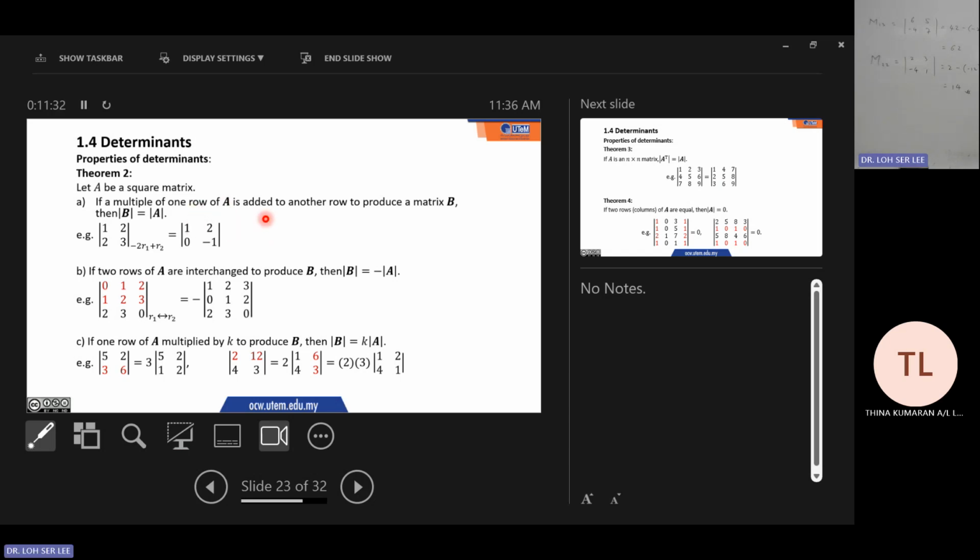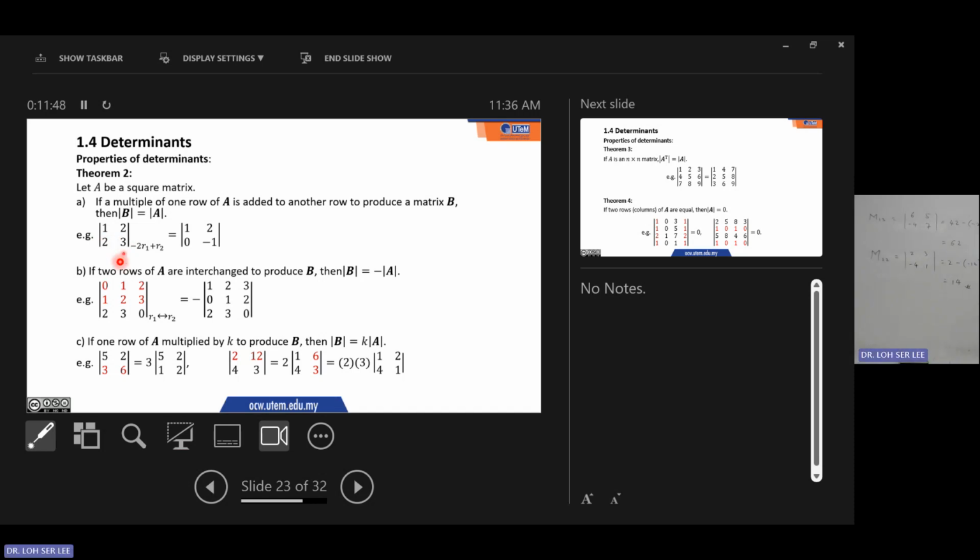There are 3 parts for row reduction operation. The first one is we can swap 2 rows of the matrix. So this one, 1, 2, we swap with 2, 3. Sorry, this is not swap. Swap is here. The second one, we swap row 1 with row 2.